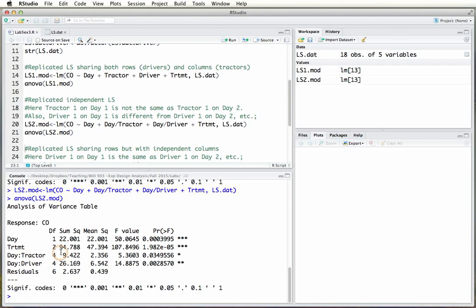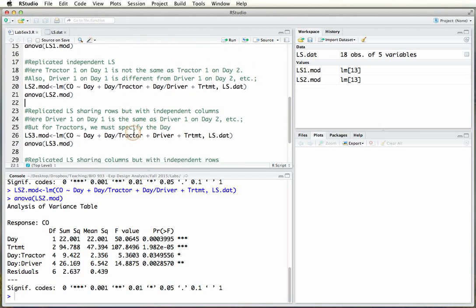You won't be surprised to learn that this adjustment in degrees of freedom throws everything off. So you get different error values, you get different F values, different P values. And if this were the case, where you really were not sharing tractors or drivers, this would be the correct analysis to run. And then, of course, you can have variations on the theme.